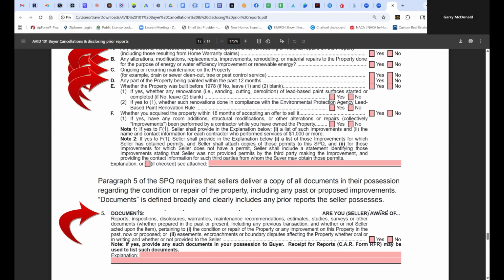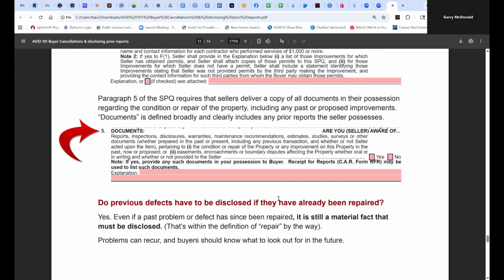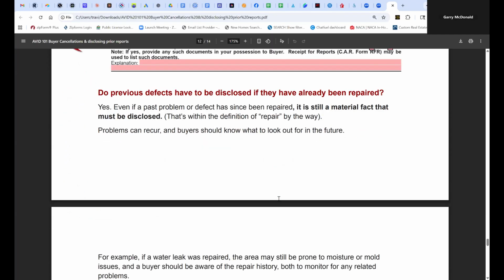And just so you know, the SPQ by contract is required anytime a TDS is required. So if you are selling a property with a TDS and you're using the CAR purchase agreements, which you should be, the SPQ is going to be a requirement by contract. And this is where we have all of this disclosure law in here.